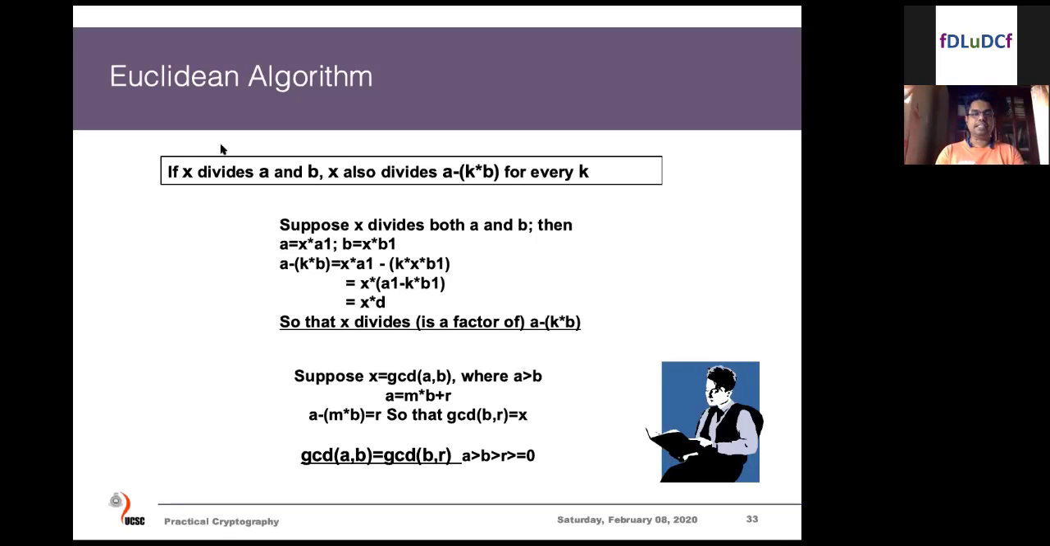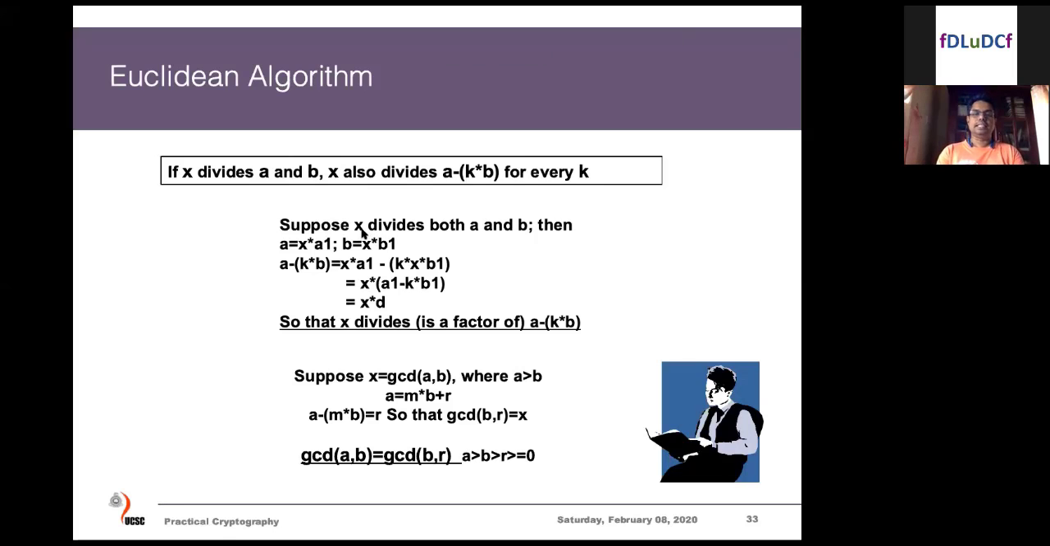It says if x divides a and b, what Euclid proves is that x also divides a minus k multiplied by b, for every k. He proves that if a number x divides two other numbers a and b, then this number x also divides this particular number a minus k multiplied by b, for every k. So that's what he proves. Let's see whether we can prove that simply.